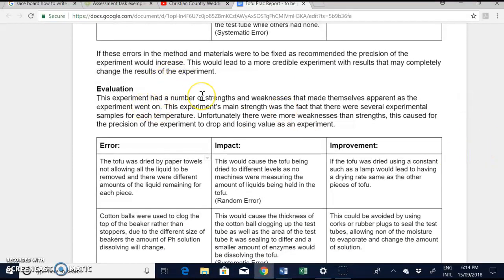So they have one sentence which states that there are some, one sentence which explains that there is one main strength and specifies it, but doesn't really say why it's important. Then it says there were more weaknesses than strengths. So it doesn't actually tell me what they are. I want to know what they are. So make sure you say what they are.